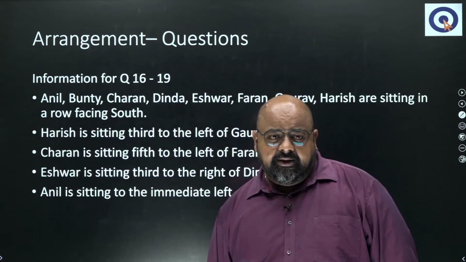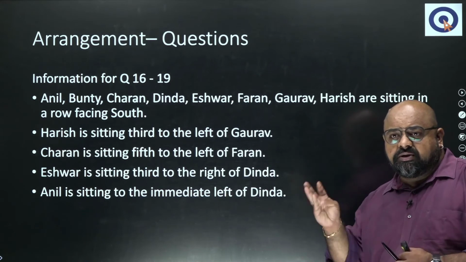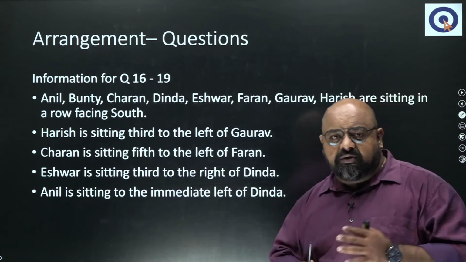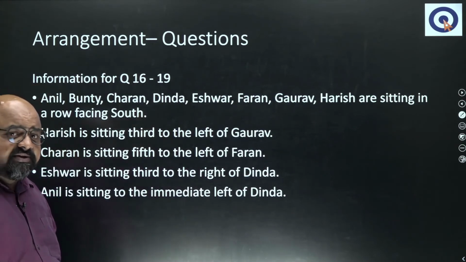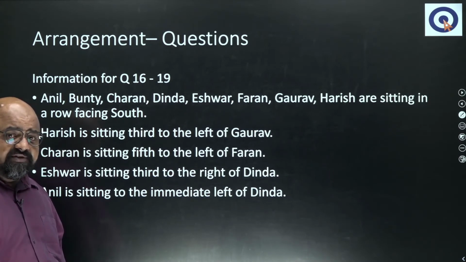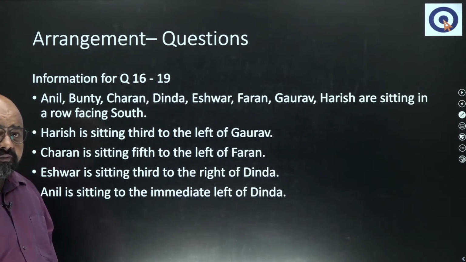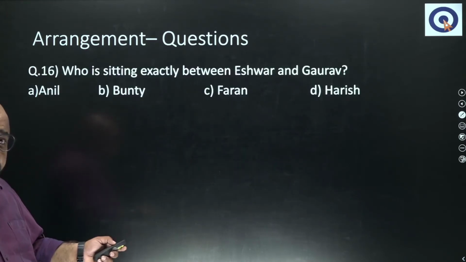So, for example, A, B, C, D, E, F, G, H are sitting in a row facing south. 8 people in a row facing south. Then there is information about them. Harish is sitting third to the left of Gaurav. Charan is fifth to the left of Farhan. Ishwar is sitting third to the right of Dinda. Anil is sitting to the immediate left of Dinda. There is further information: Dinda is an immediate neighbor of Charan. And then there will be questions which would look something like this.